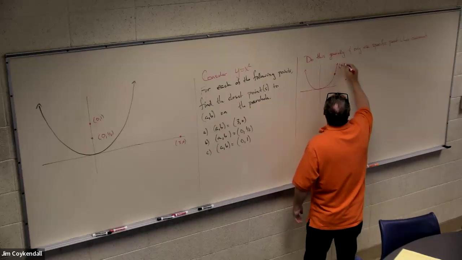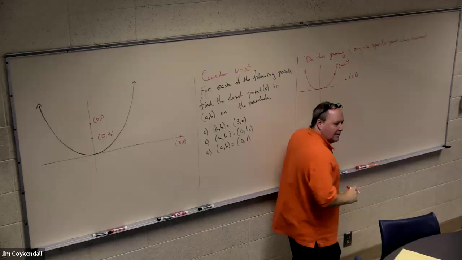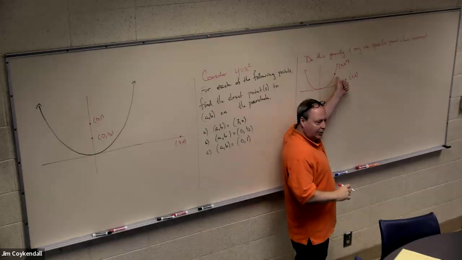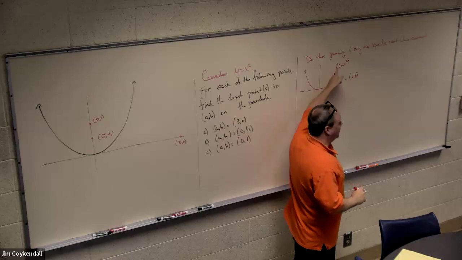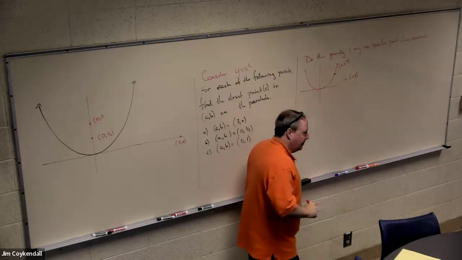This is the point (x, x squared). That makes it a little bit easier, right? Because whatever the x coordinate is, the y coordinate is x squared, because this point is constrained to be on this graph. Everybody okay?